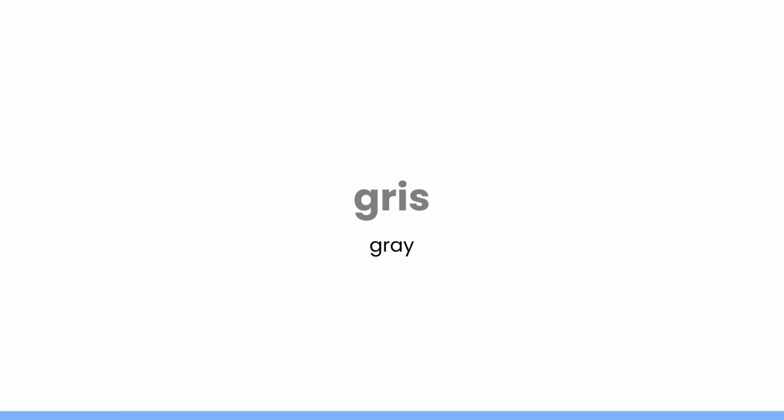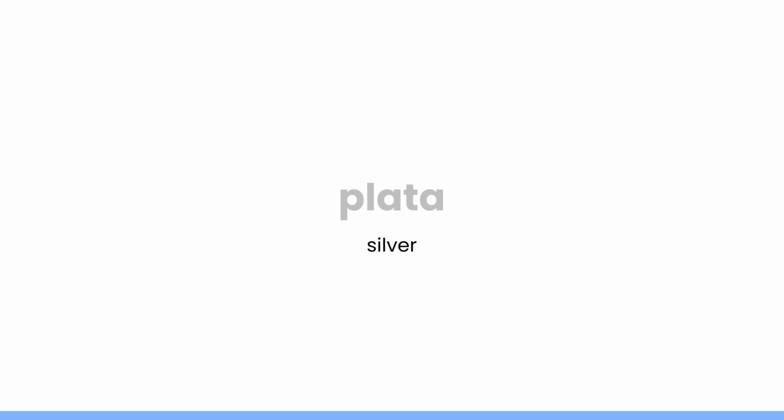And then the last three colors that we will learn in today's lesson. The first one is gray, which is very similar to English, gris. And then the last two words that I wanted to include, which are silver and gold. So silver is plata, and gold is dorado.